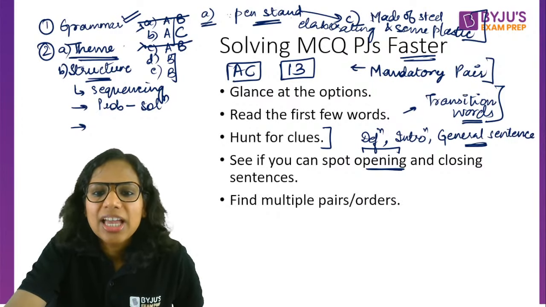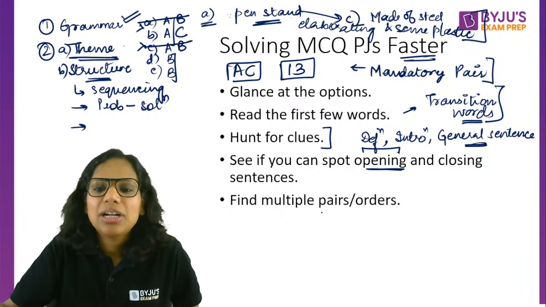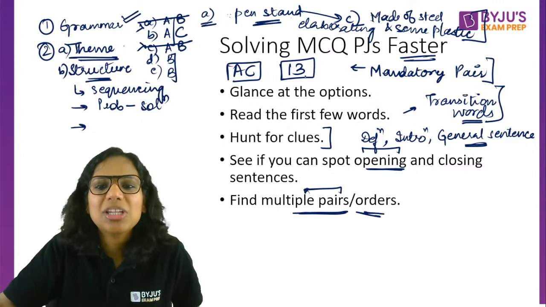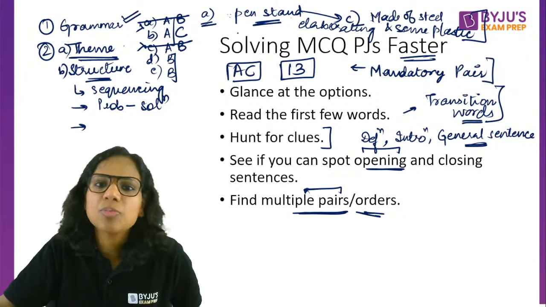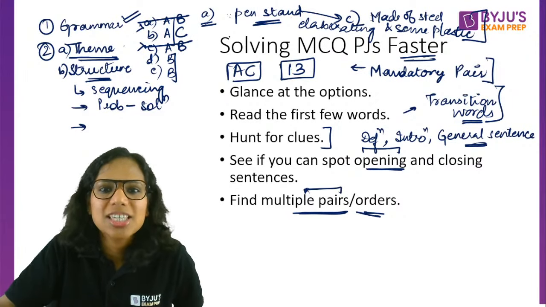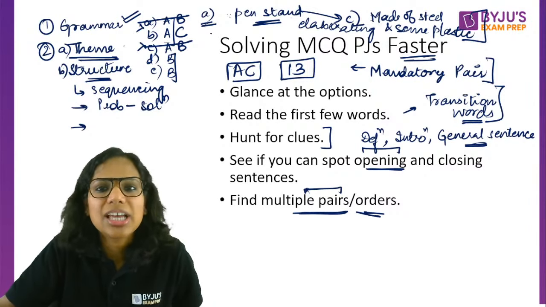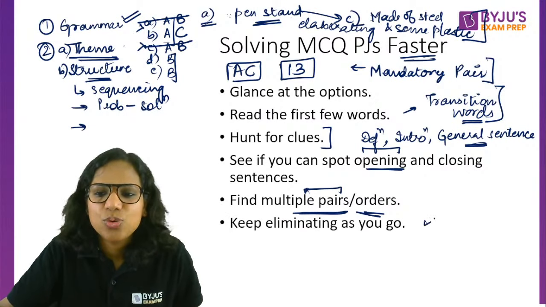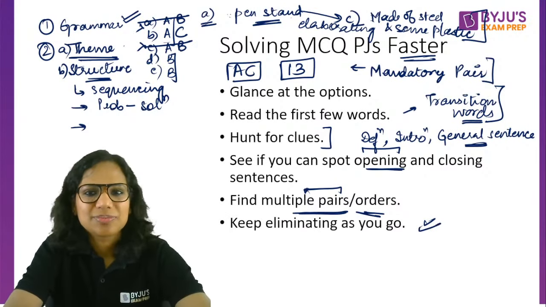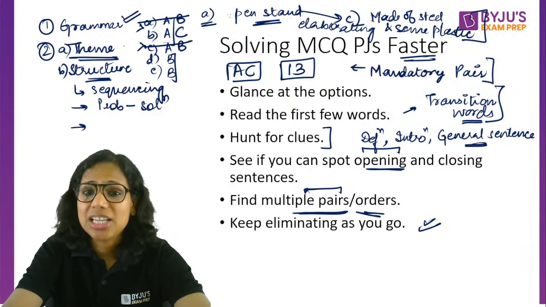And lastly, find multiple pairs or orders. Basically, by multiple, I mean as many as necessary. You don't have to waste your time unnecessarily. Let's say after finding AC, if there is only one option that says AC and I am sure about it, I should just mark it and proceed and just check the sequence once, right? Read the ParaJumble in that order. That's the most that I should do. So keep eliminating as you go. Very, very important.